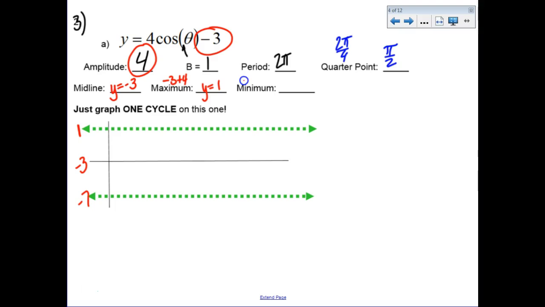So for the formula, that's -3 minus 4, which brings me to y equals -7. I don't really care to memorize formulas if I don't need to, so I often don't. All right, this is 0, and we're going to count out.